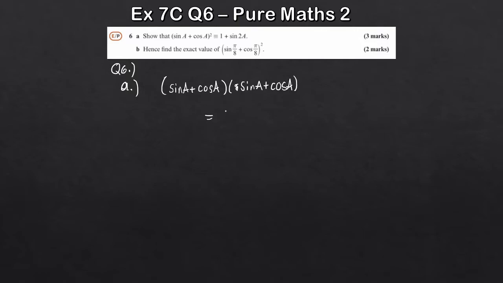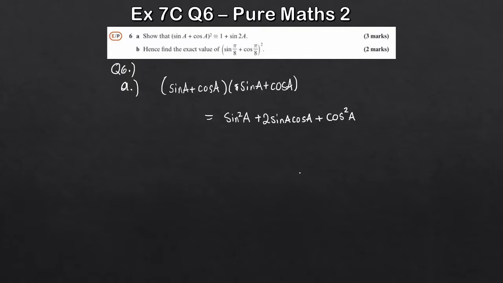Expand these out now. So Sine A times Sine A, that's Sine squared A. Sine A times Cos A, that would be Sine A Cos A. And then we've got another one here, Cos A times Sine A. So we've got two lots of that. So that's 2 Sine A Cos A. And then finally Cos A times Cos A would give us Cos squared A.